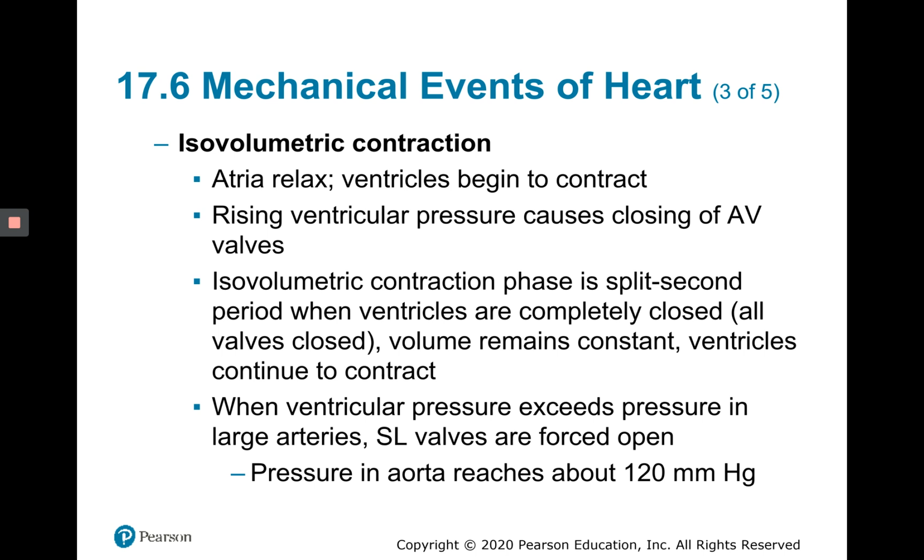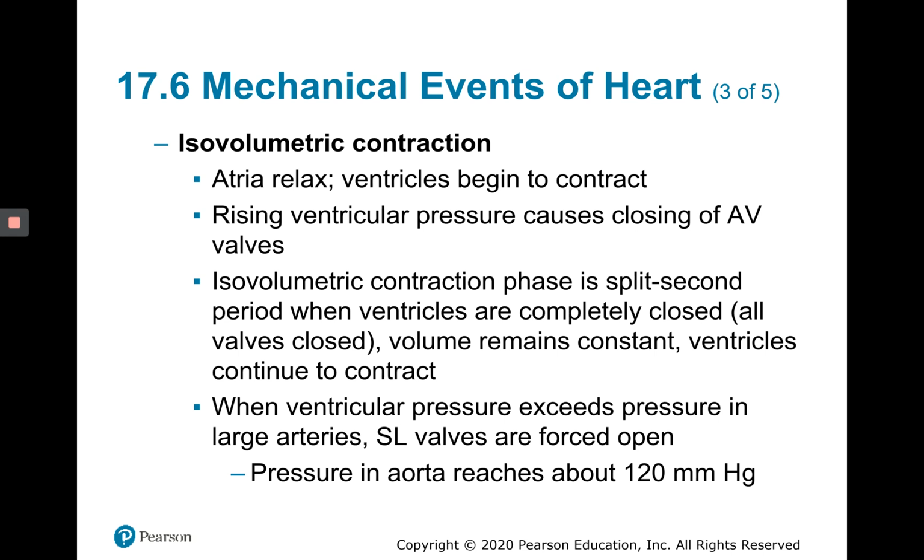That rising ventricular pressure has closed off the AV valves because the ventricles are contracting. We're seeing that full volume of blood called the EDV, or end diastolic volume, in the ventricles. And during all isovolumetric phases of the cardiac cycle, all valves are closed. The AV valves are closed and the semilunar valves are closed. Isovolumetric contraction is really just a split-second period when the ventricles are completely closed chambers. And the term isovolumetric means constant volume or same volume. It's a period of time during which the volume of blood in the ventricles remains constant.